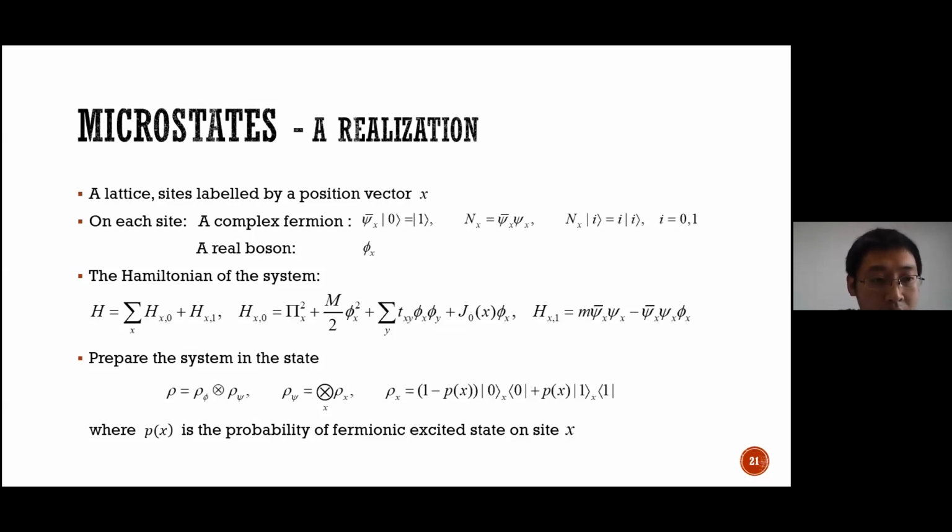Concretely, we are going to start with a microscopic model defined on a lattice, which is why we call it microscopic. The lattice site is labeled by the position vector x, and on each site I'm going to put a pair of fermions so that they generate a two-level fermionic Hilbert space. The Hamiltonian of the system will be this, which basically contains two pieces. One is the pure bosonic one, and the other contains the coupling to the fermions. Now we want to prepare the system in a state that factorizes between the boson and fermion density matrix, and the fermion density matrix is a tensor product of the density matrix on each site, which is nothing but a mixed state with probability P on the excited state and probability 1 minus P on the ground state. So this will be a trivial microscopic model.